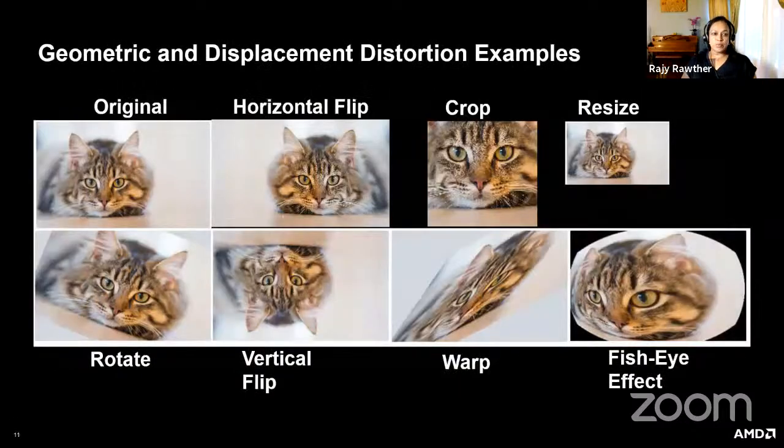And here is the geometric and displacement augmentation example. The original image is horizontally flipped, cropped, resized, rotated, vertically flipped, and warped. And we even have a fisheye effect. The fisheye effect can be useful in virtual reality kind of applications in computer vision.